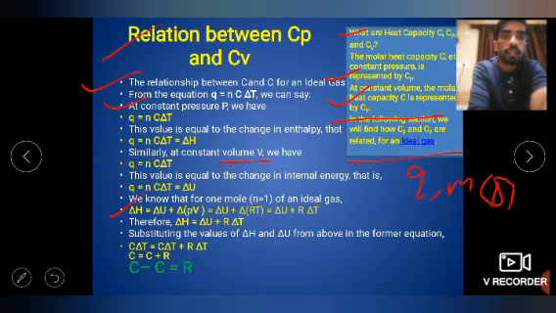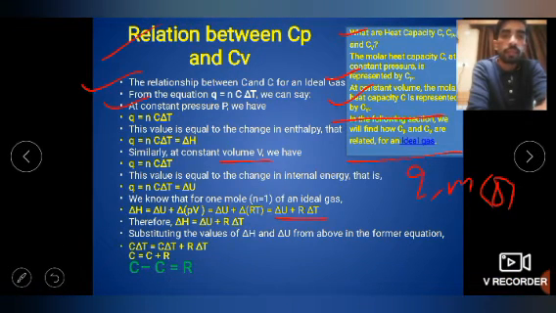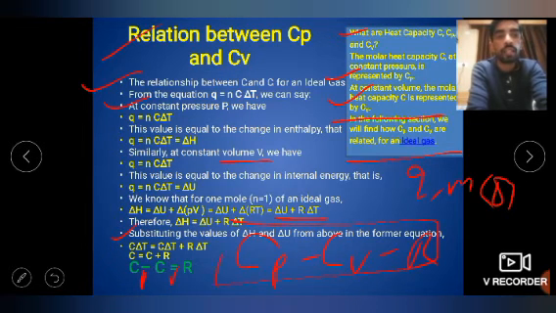So we know that for 1 mole, delta H is equal to delta U plus delta PV, which becomes delta U plus R delta T. When we combine both equations, delta H is equal to delta U plus R delta T. So when we substitute, Cp delta T is equal to Cv delta T plus R delta T, which becomes Cp is equal to Cv plus R. Delta T will be cancelled with delta T. So Cp minus Cv is equal to R. Okay, this is the relation between heat capacities.